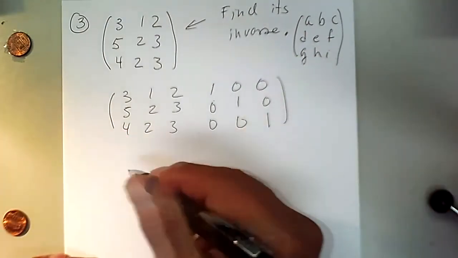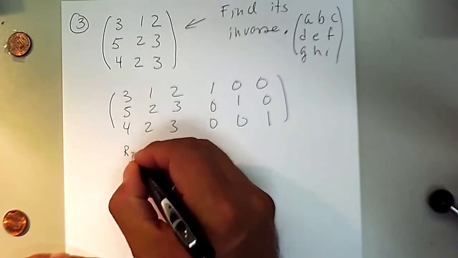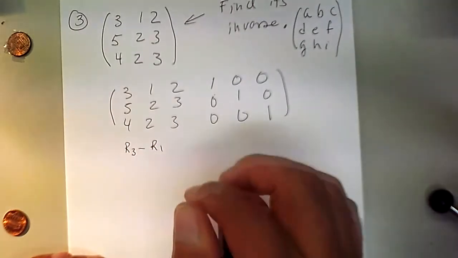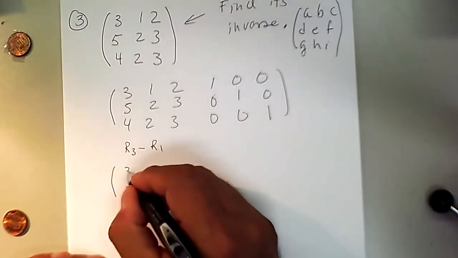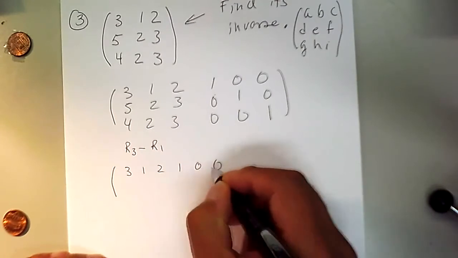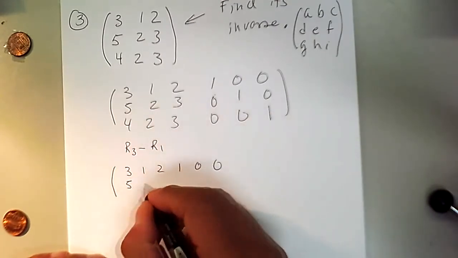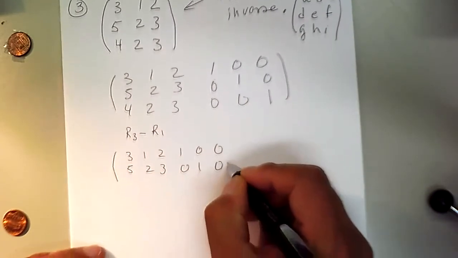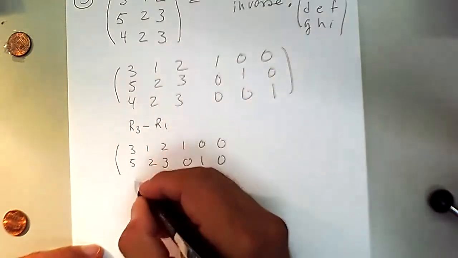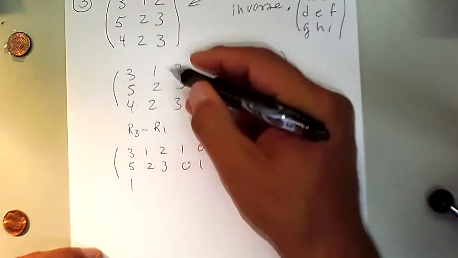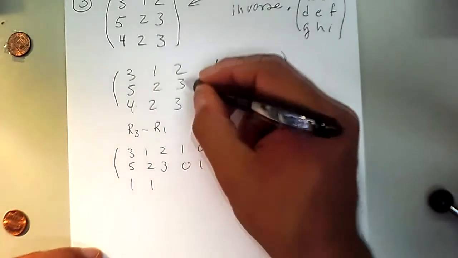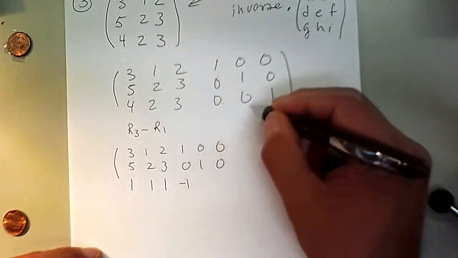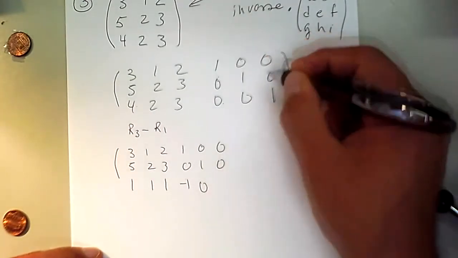Anyway, so we're going to take the third row and subtract the first row instead. So the first row is going to stay as is: 3, 1, 2, 1, 0, 0. Second row stays as is: 5, 2, 3, 0, 1, 0. And then we're going to subtract: 4 minus 3, 1. 2 minus 1, 1. 3 minus 2, 1. 0 minus 1, negative 1. 0 minus 0, 0. 1 minus 0, 1.